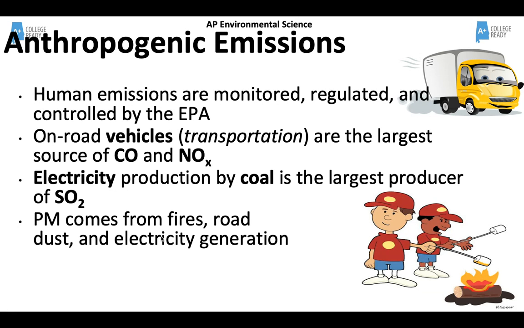Vehicles are the largest source of carbon monoxide and nitrogen oxides in our atmosphere, so transportation. And then the production of electricity by burning coal is the largest producer of sulfur dioxide. And then particulate matter comes from fires, road dust, and also that electricity generation.